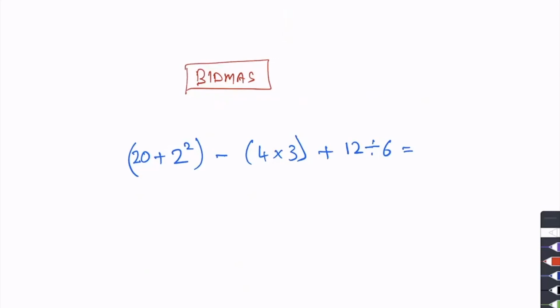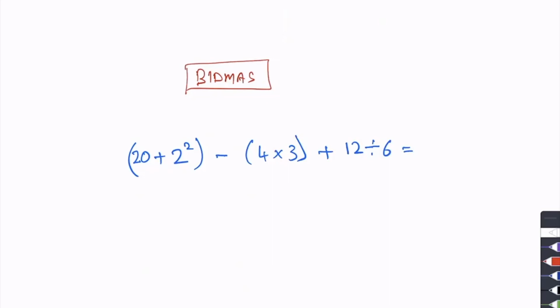So looking at BIDMAS, do we see brackets? Yes. So we've got 2 sets of brackets. We can start on either one of those first. I'll start on the left-hand side. If I look at the left-hand side bracket, I can actually see that I've got 20 plus 2 squared. Now 2 squared is an indice.